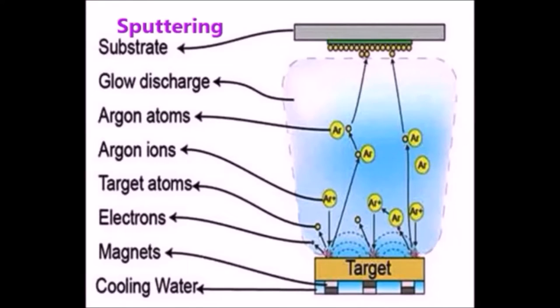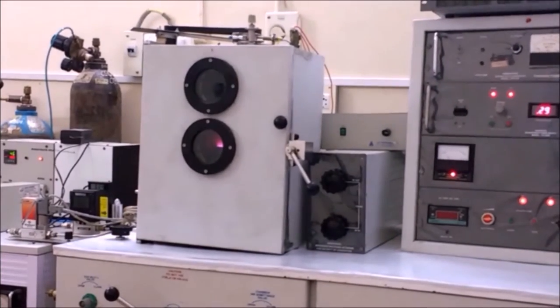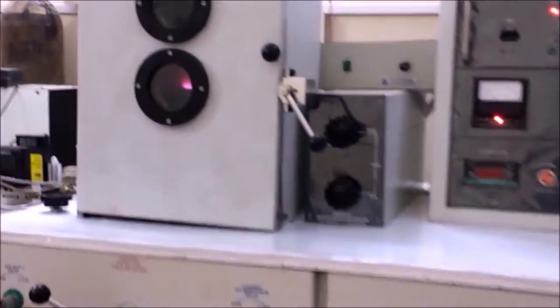Sputtering uses a glow discharge to generate argon ions which strike the target surface and pluck out the atoms by momentum transfer. This is the magnetron sputtering unit at our lab. We have two target systems for sequential and co-sputtering. Conducting, semiconducting and insulating materials can be deposited with DC, RF and pulse DC power supply.